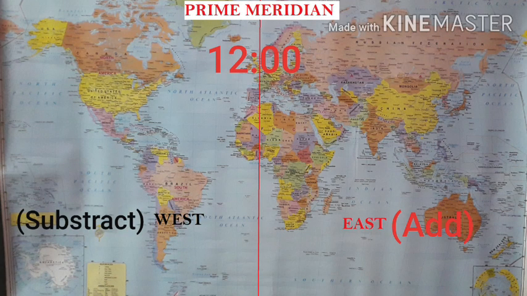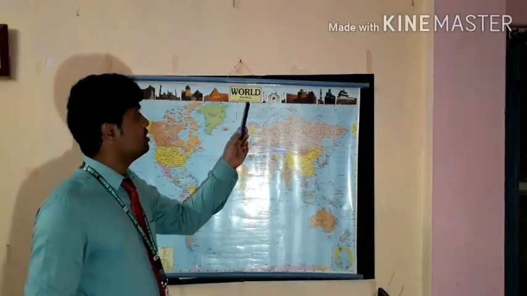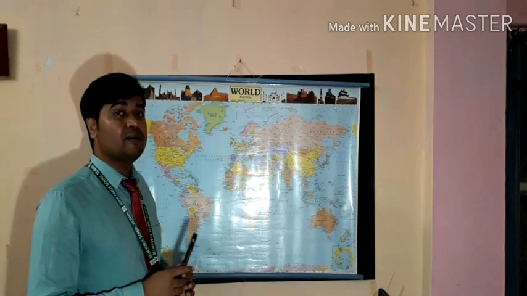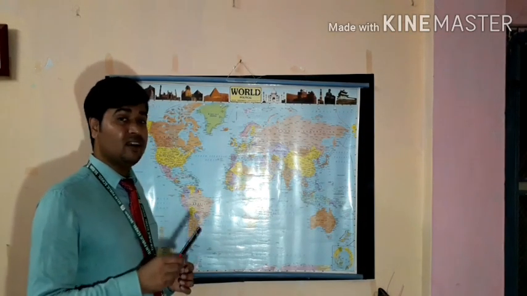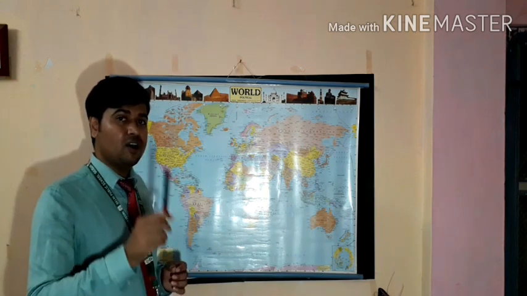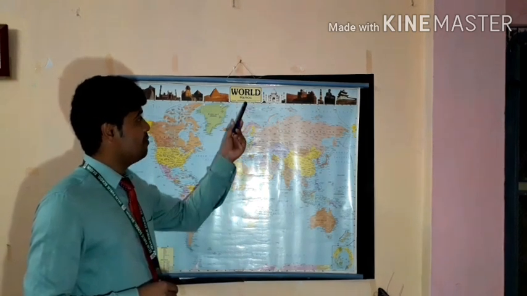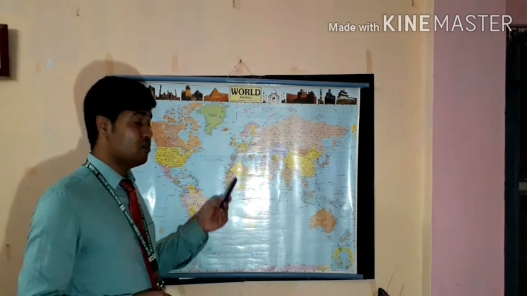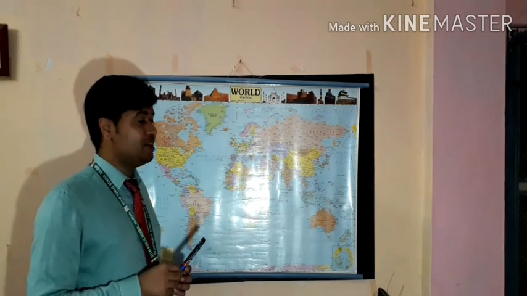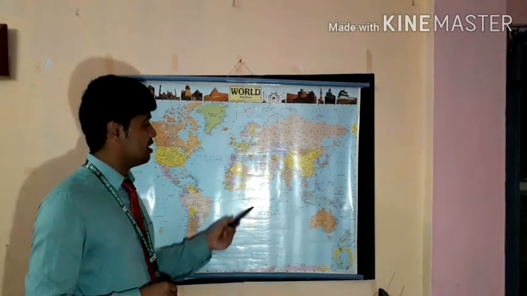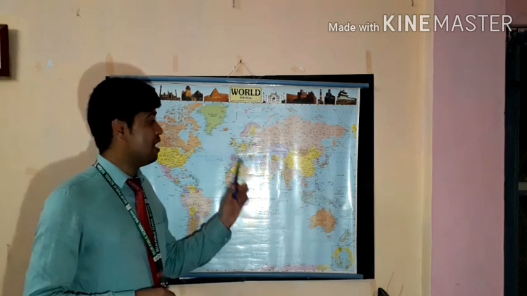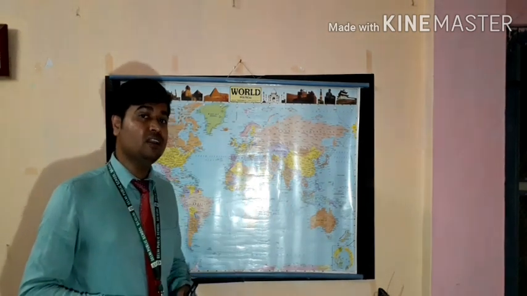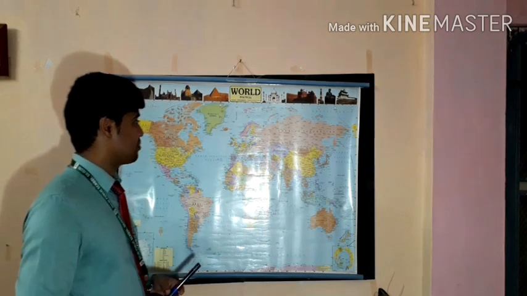Suppose it is 12 noon at the prime meridian. So if you move towards the 15-degree east meridian, then time will increase by 1 hour. So the time at the 15-degree standard meridian will be 1 p.m., and at the 30-degree standard meridian will be 2 p.m., and this way time will keep on increasing.